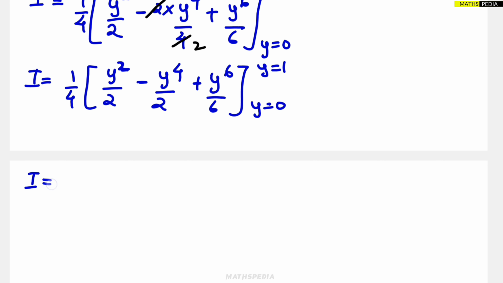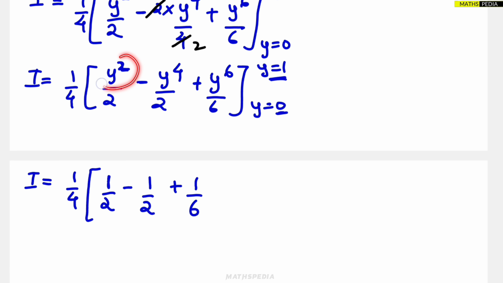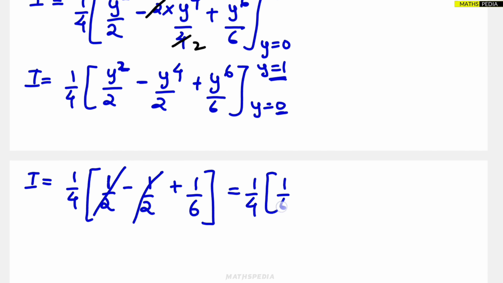Now when you apply the limits, 1 by 4, the upper limit is 1. I will apply the upper limit first. So it will be 1 square by 2, which is 1 by 2, minus 1 power 4 means 1 by 2 again, then plus 1 power 6, which is 1 by 6. For the lower limit 0, when you apply it in place of y, it is 0 itself, so no need to write. So this is done. It equals 1 by 4 into 1 by 2 minus 1 by 2, which cancel. What is remaining is 1 by 6. This will be multiplied: how much are you getting? 1 by 24. So the value of I becomes 1 by 24.